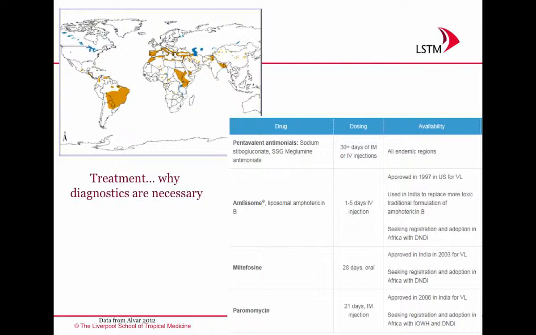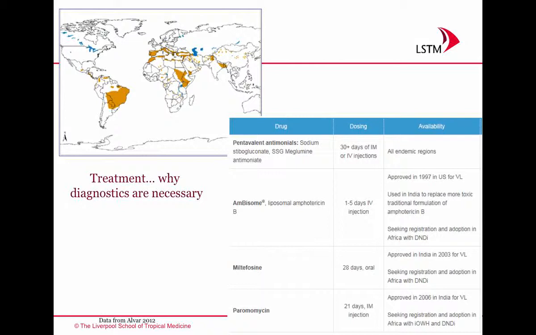Why are diagnostics necessary for visceral leishmaniasis? Well, the treatments are extremely toxic. We're talking about the use of pentavalent antimonials, which for most diseases we would never think of using anymore. It's really archaic, they're arsenic-based, they're very toxic, and it's a 30-day course of IM or IV injections.